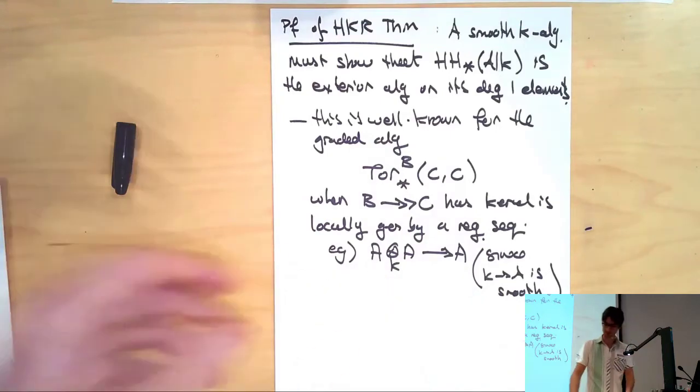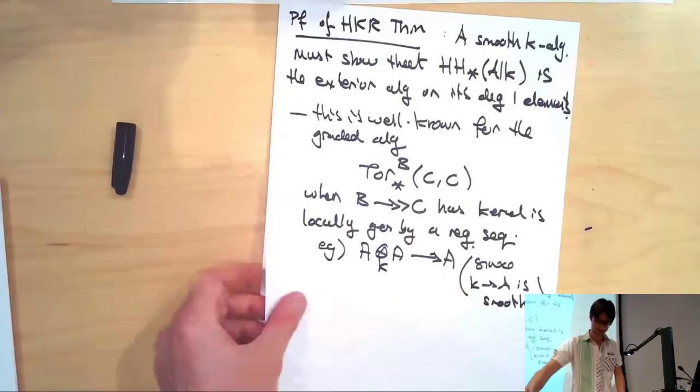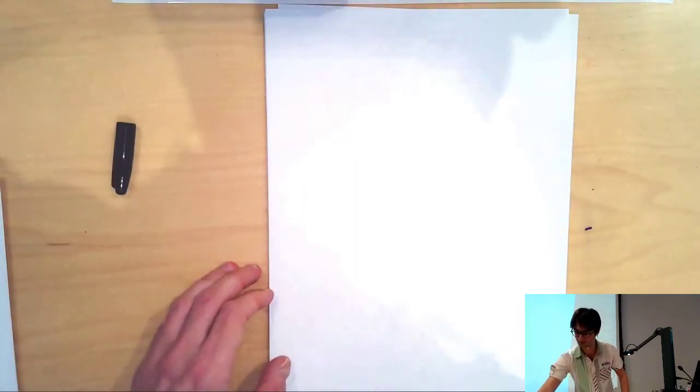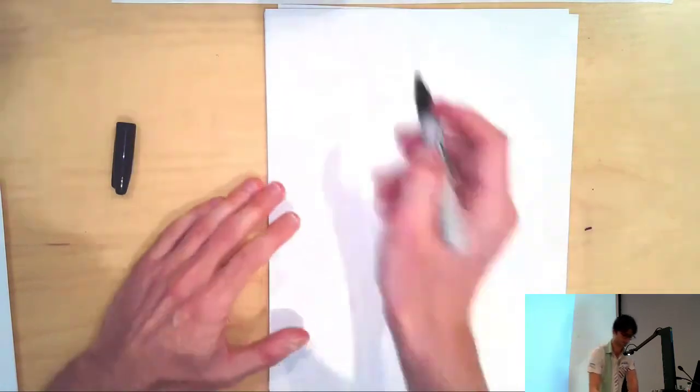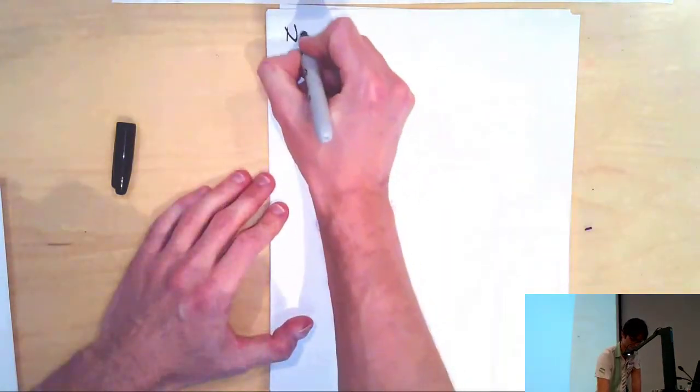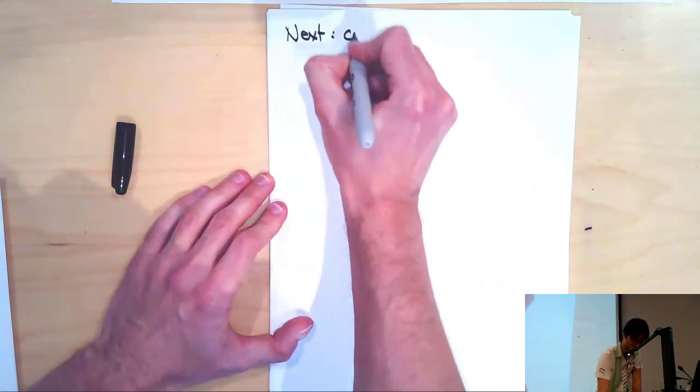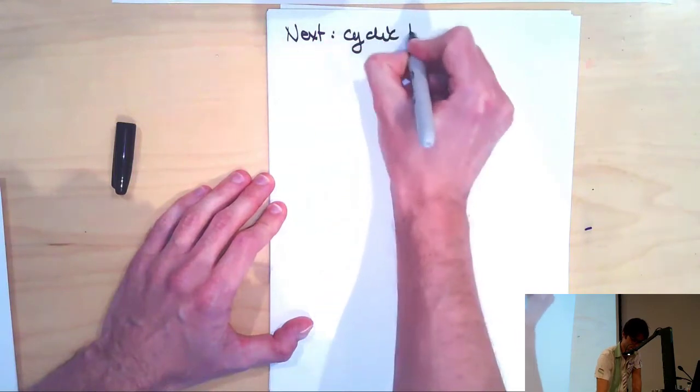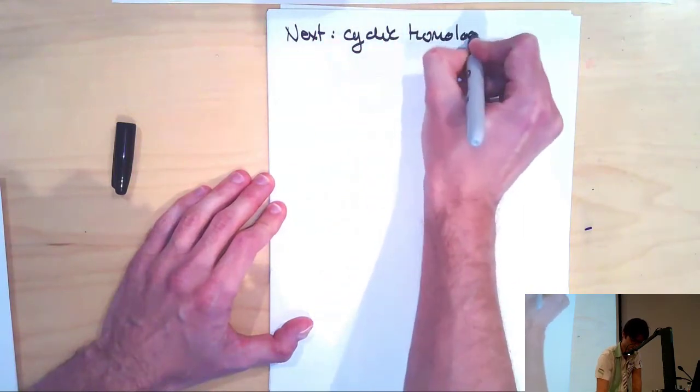Anyway, let's make precise statements instead of these quasi-statements. So let me go ahead now and tell you what's going on in the world of cyclic homology. Okay, so next is very classical cyclic homology.